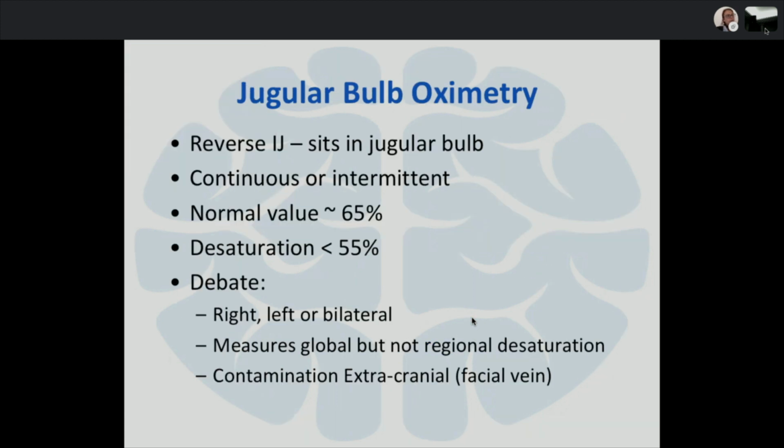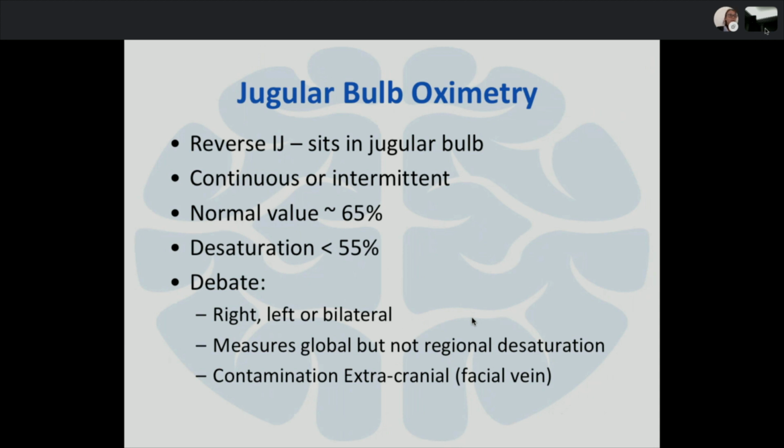So, just to summarize, the technique is a reverse cannulation of the jugular vein. The sample can be continuous, or it can also be intermittent. The normal values should be around 65%, but we consider episodes of desaturation, or basically the threshold for ischemia, around 55%.